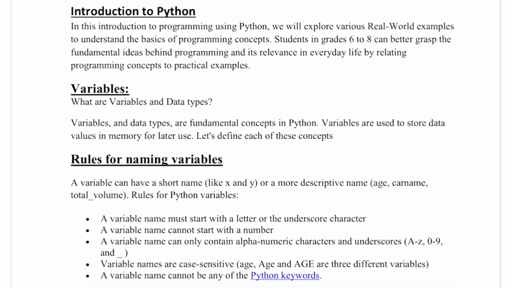Okay, moving further, now we're going to move towards Python. There's not a lot of detail about Python in your book because you're already familiar with it, because you started in grade 6. So we are going to move towards our basic concept of variables and data types.